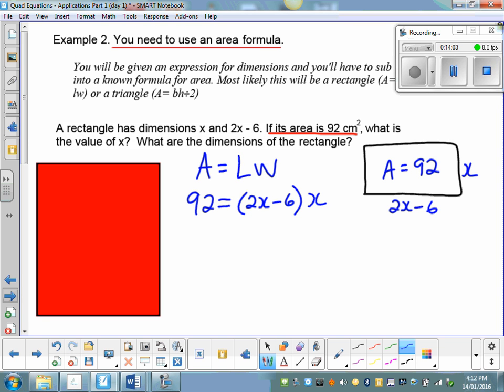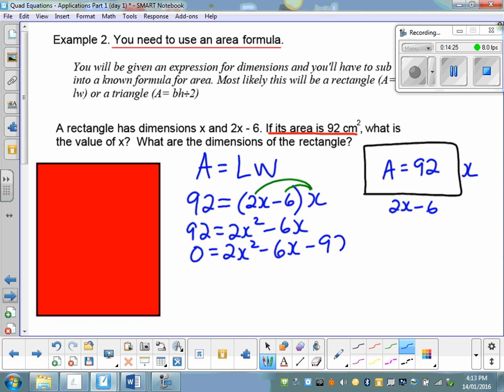Now, the next step once we start the equation is to expand and simplify and then get it in standard form. So in this case, I'm going to need to multiply that x inside the bracket here. So it's going to be 2x squared minus 6x. So when I move everything over to one side, it's going to look like that.